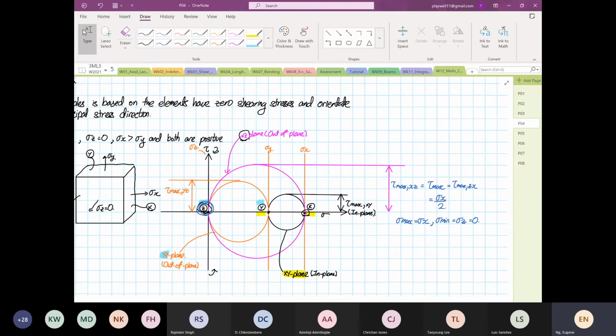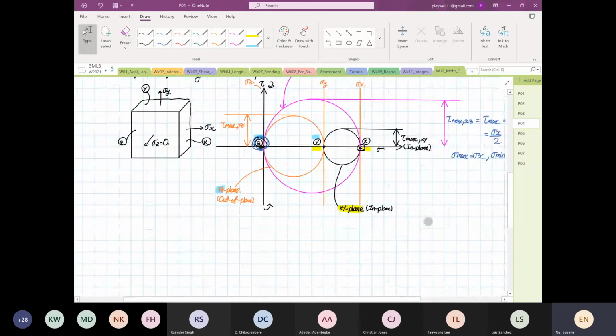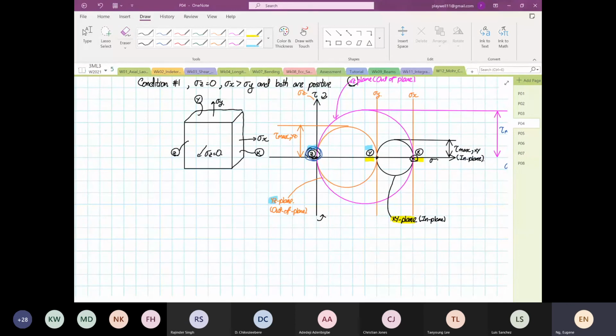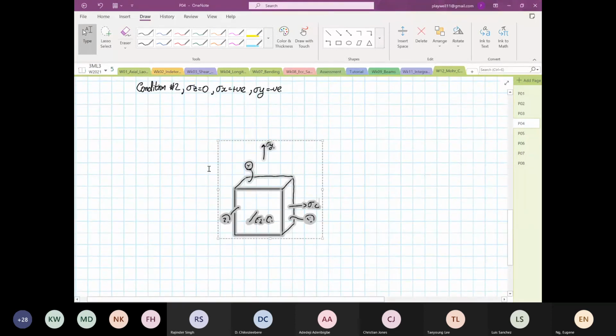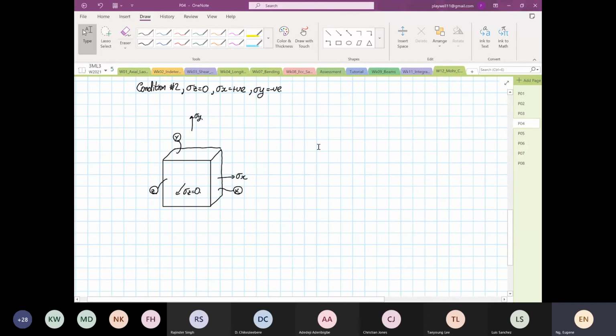Okay, right. Condition number 1. Then I'm going to give you condition number 2. Okay, so condition number 2. Okay, condition number 2 is when stress Z is equal to 0, okay, and stress X is positive, stress Y is equal to negative. Okay, so how does this look like? So I'm going to copy this. Yeah, I'm going to bring this here. All right, we're going to bring this here.